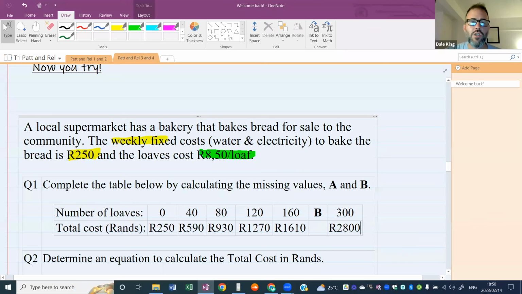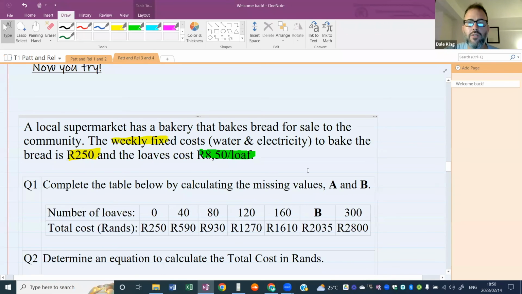The question is, can you find B? And I put in a value over here if the Rand value is 2035. There we go. That's it. That's the formula you need to use.